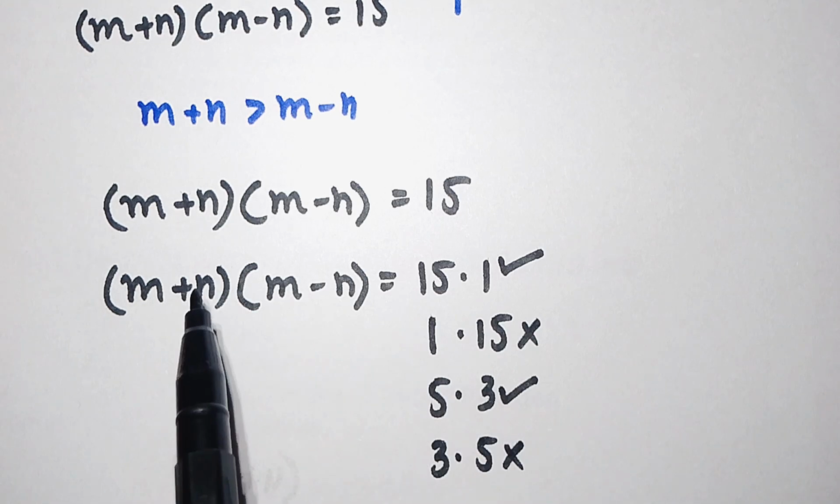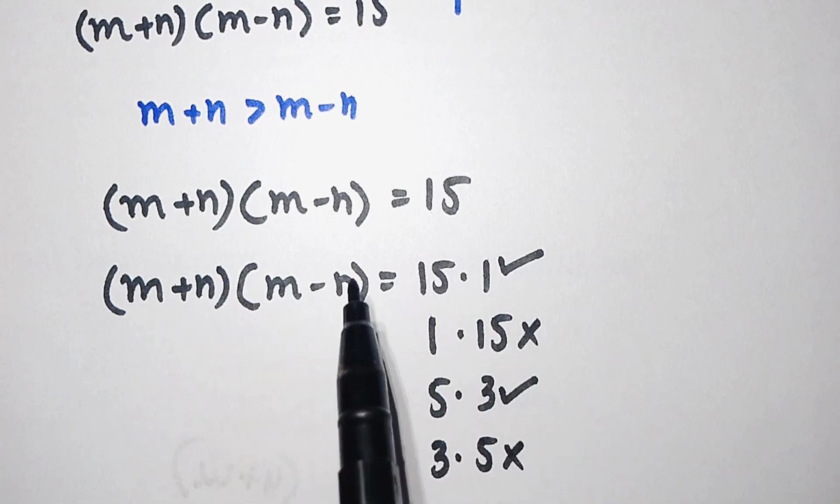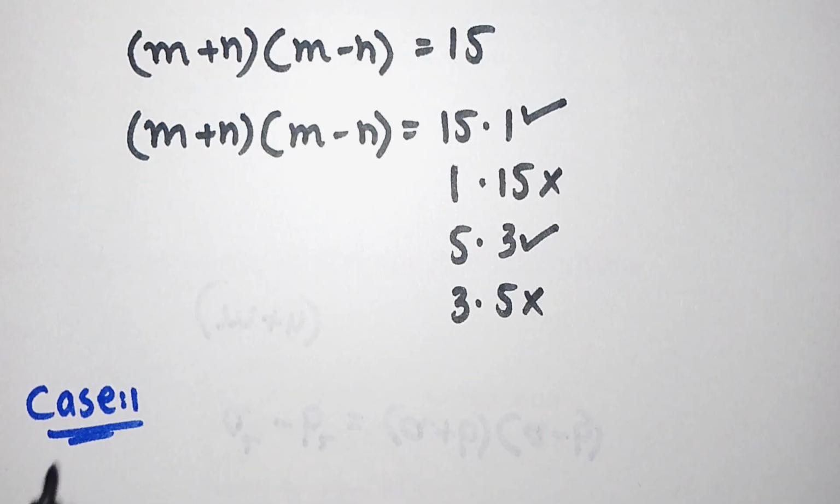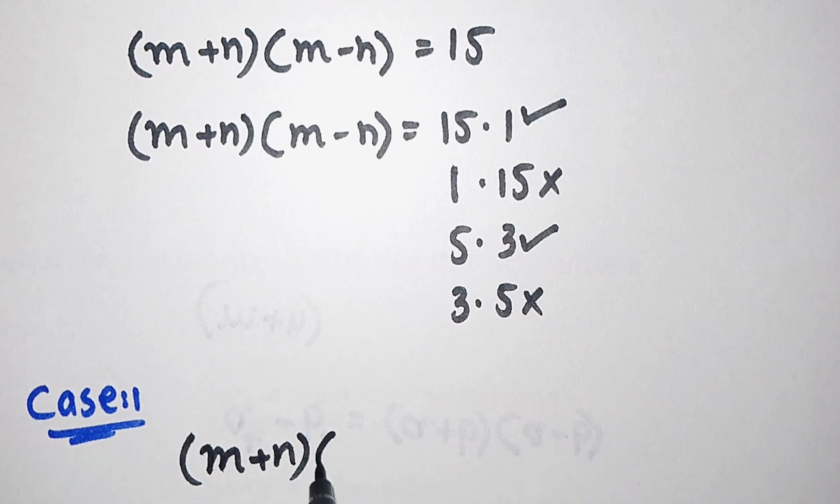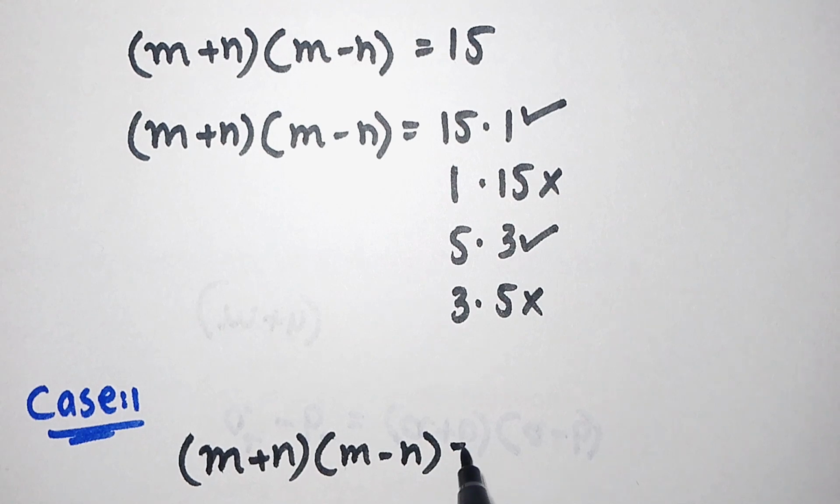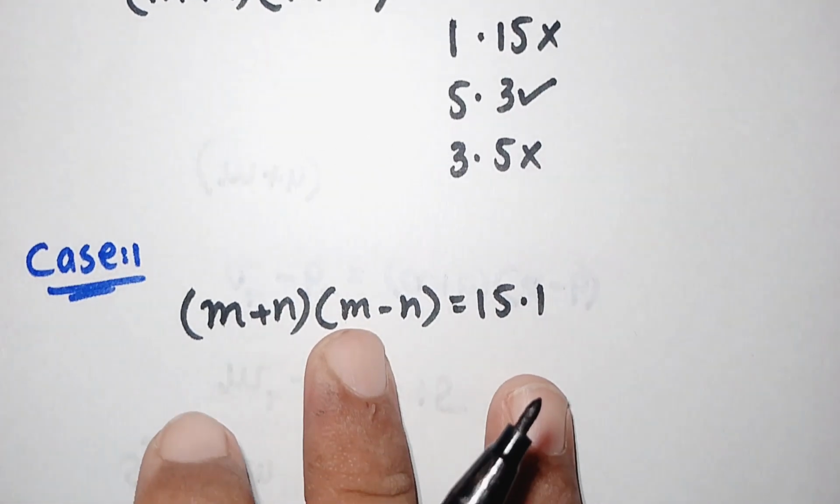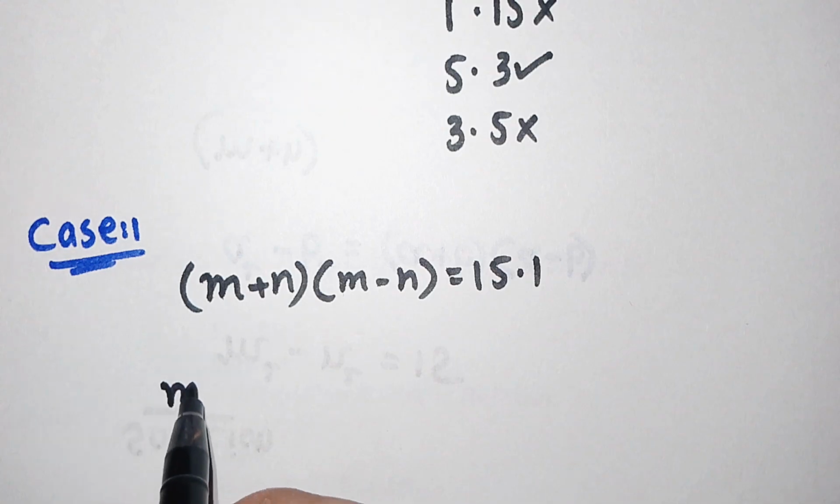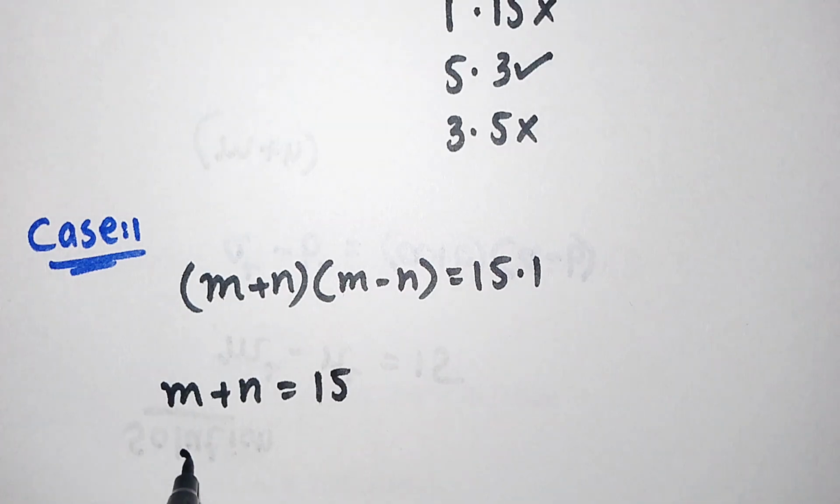The case number first is m plus n times m minus n is equal to 15 times 1, and the second case is m plus n times m minus n is equal to 5 times 3. So for case number first, m plus n times m minus n is equal to 15 times 1. This shows that m plus n is equal to 15 and m minus n is equal to 1. So we write this as m plus n is equal to 15 and m minus n is equal to 1.